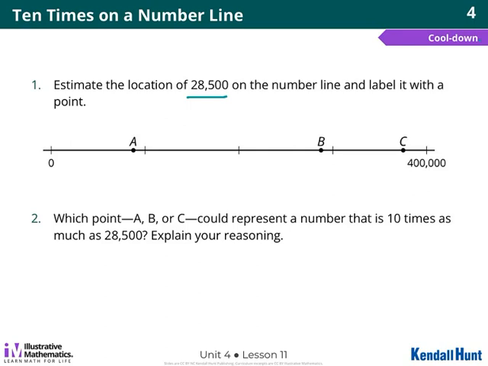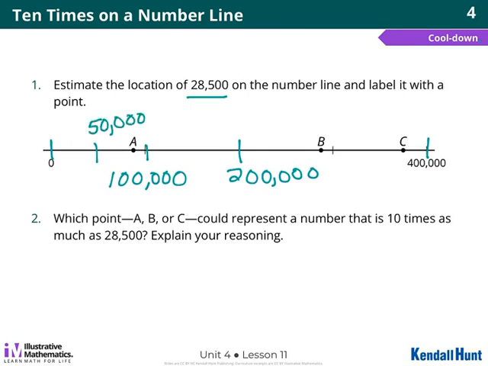Okay, so I know this number line starts at 0 and ends at 400,000. Well, this line is in the middle. Half of 400,000 is 200,000. And half of that is 100,000. So half of 100,000, I'm going to keep going. I know that mark is 50,000.